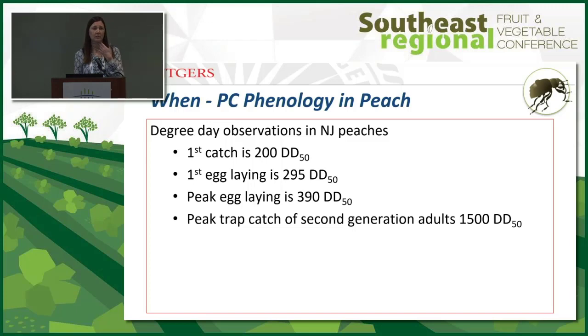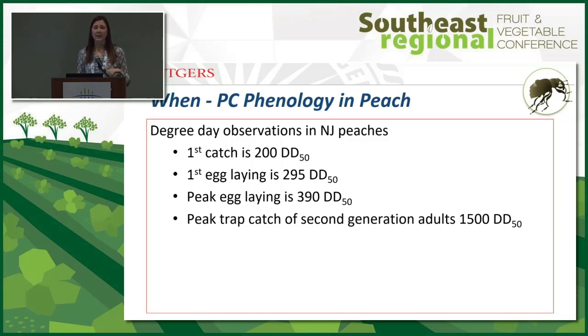We do know that we get our first trap catch in about 200 degree days, base 50, starting at January 1. So for us, that's the beginning of May. For you, is that March? It's pretty early, yeah, March, okay. Our first egg laying is about 100 degree days after that. So as soon as they move into that orchard, they're mating and they're laying eggs pretty fast.